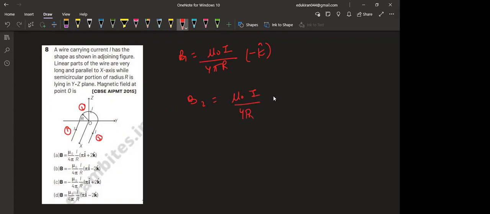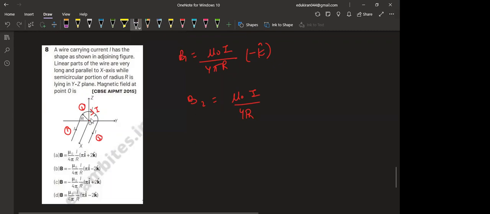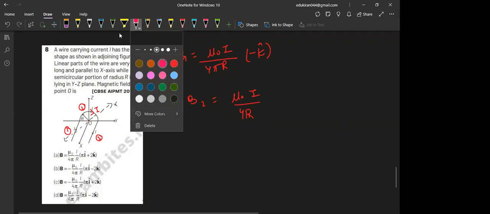The current's direction is not clear here. The current's direction is actually this. This is the direction of current. So if you curl your finger, this will be pointing inwards. You see this axis which is not mentioned. This axis is actually the x axis. This is not given. This is the z axis. This is the y axis. All right.